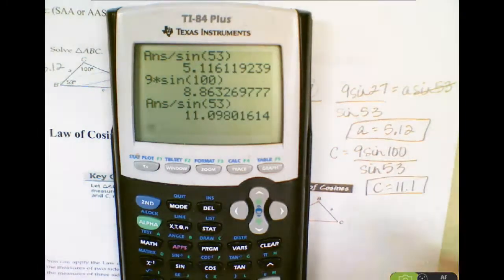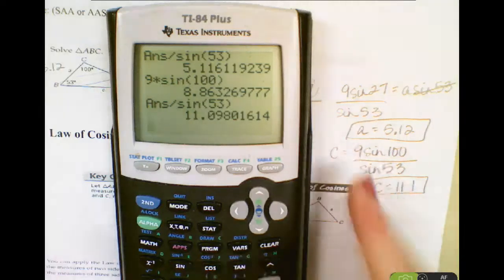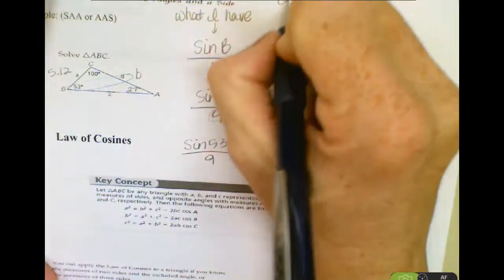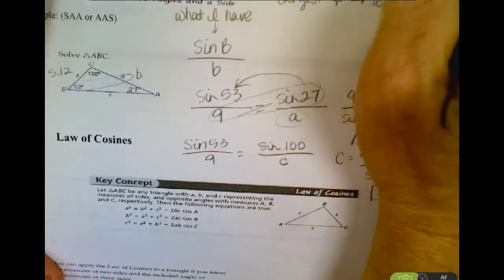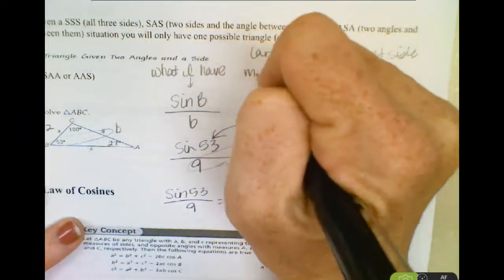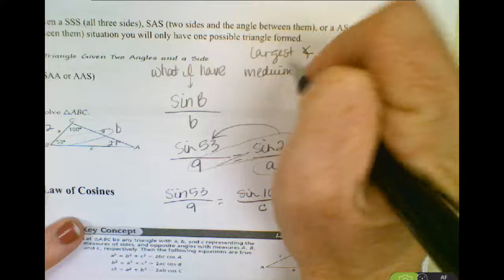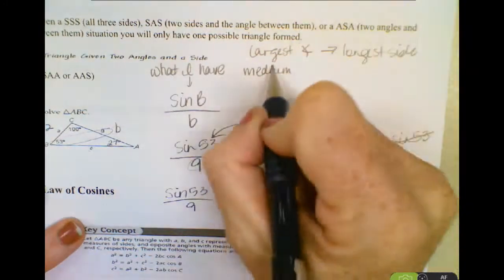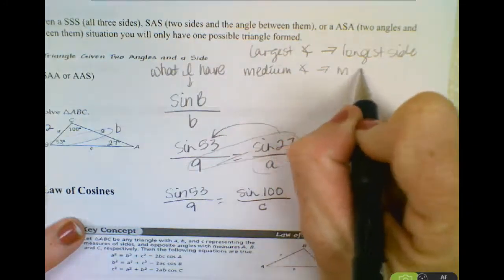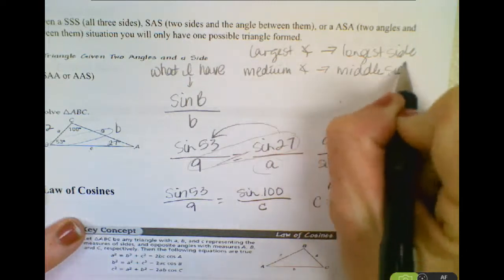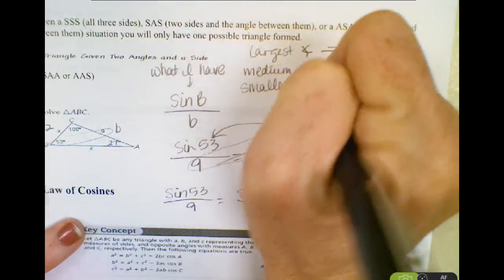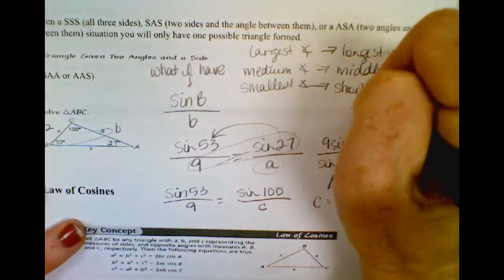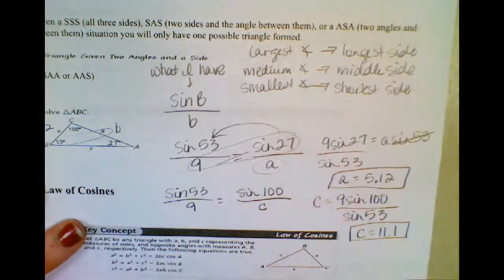Okay. Now remember what our basic premise is with triangles, that the largest angle goes with the longest side. The median angle goes with the middle side, and the smallest angle goes with the shortest side. In every triangle, always, they are proportional.